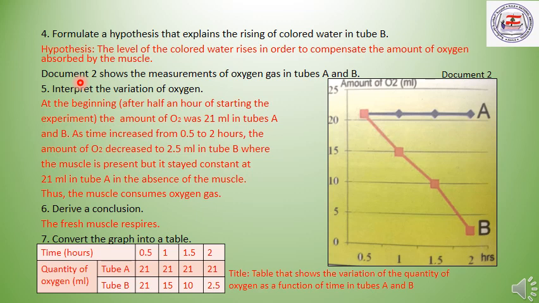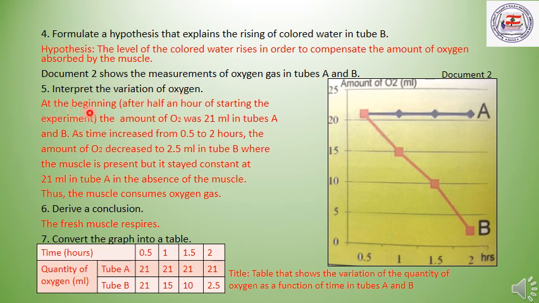We're back to the given. Document 2 shows the measurements of oxygen gas in tubes A and B. As you can see, document 2 shows a graph that shows the variation of the amount of oxygen in tubes A and B as changing as a function of time. Question number 5. Interpret the variation of oxygen.